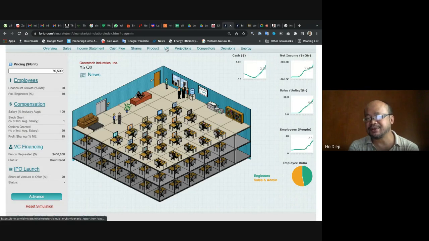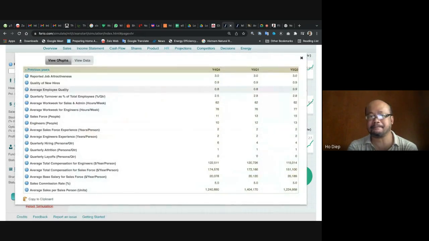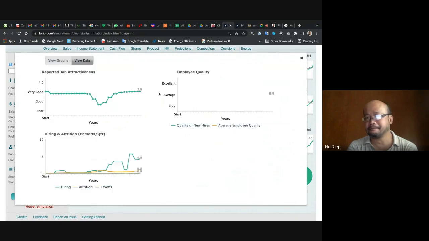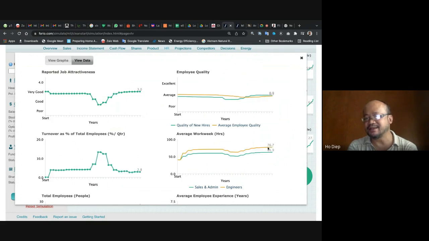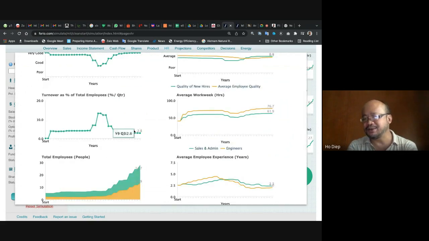Check on human resources. Prospects attractiveness is still very high, but our engineers are working very long hours. We need to hire more engineers. You see here, engineers are the yellow, and engineers are working almost 80 hours per week. We have enough sales staff, so we might not need to hire more sales staff. We need to increase our engineers. Quality is still increasing. The number of sales staff being lost is still very low, which is quite good.